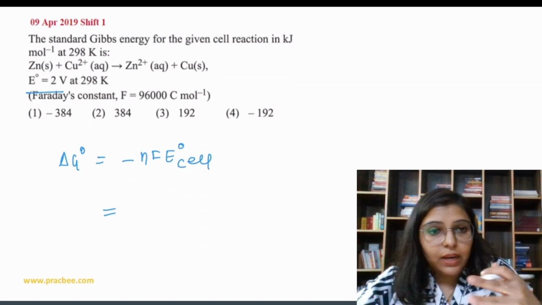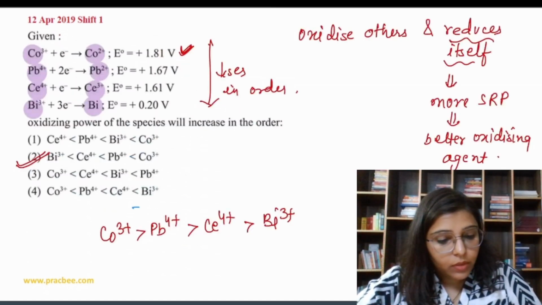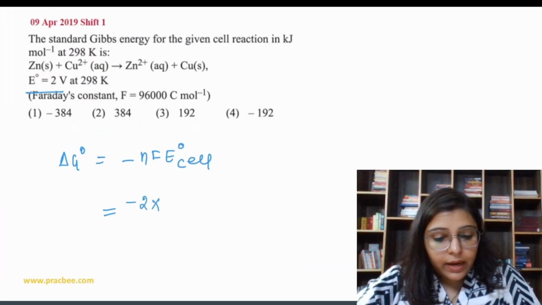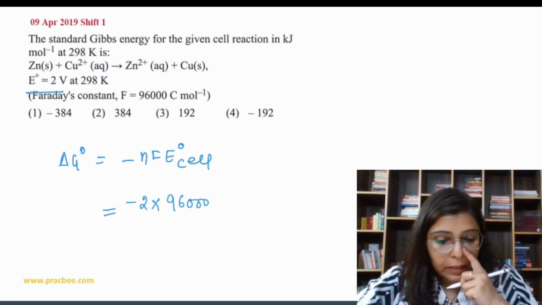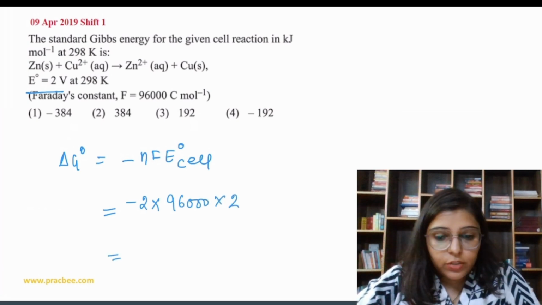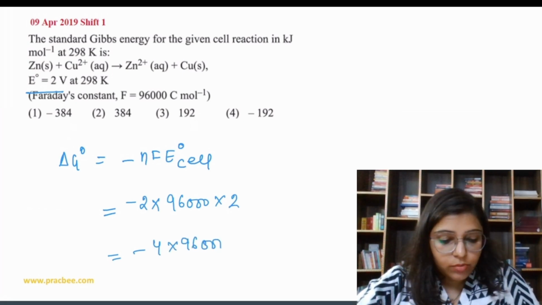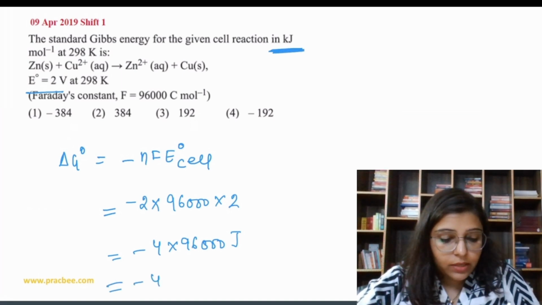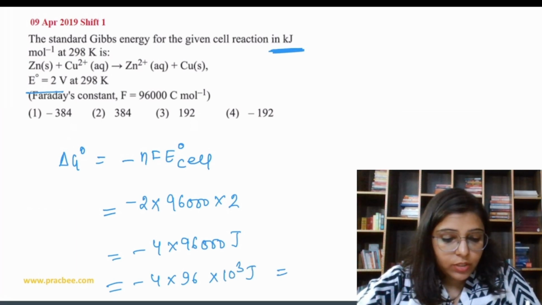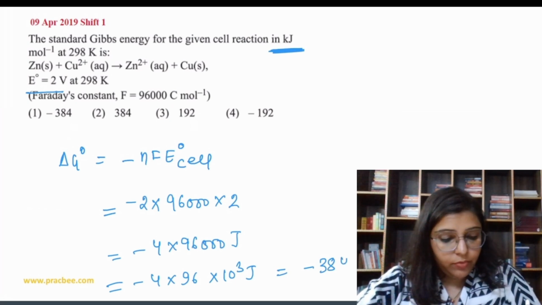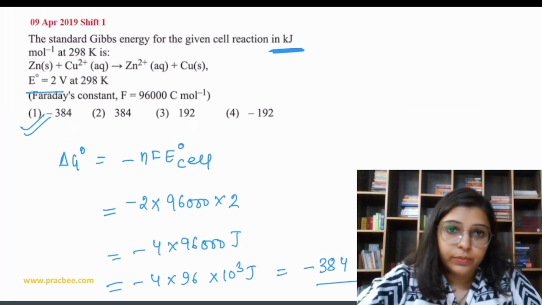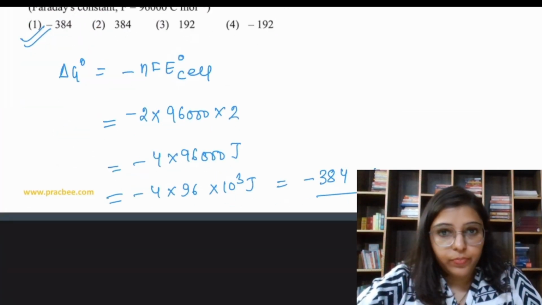So what will N be? N, the number of electrons, is equal to 2, right? And Faraday is 96,000 over here, and E naught cell value is 2. So this is equal to minus 4 into 96,000 joule. But we have to find the answer in kilojoule. So I can write minus 4 into 96 into 10 to the power 3 joule, which is equal to minus 384 kilojoule. So the answer is option number 1, minus 384 kilojoule.